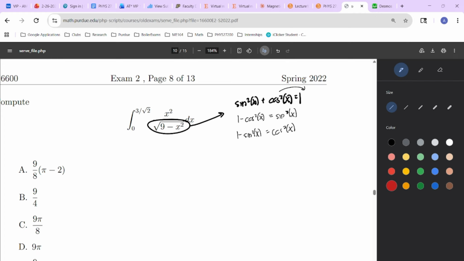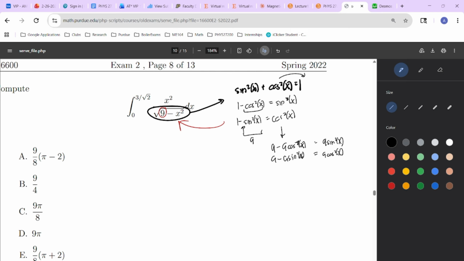And you can pretty much start to see the resemblance here. Now, the only difference being that we have a 9 instead of a 1 in front of it. So intuitively, what we need to do is we need to multiply this value of sine squared of x or cosine squared of x by 9 as well. So this would in fact become 9 minus 9 cosine squared of x or sine squared of x is equal to 9 sine squared of x or 9 cosine squared of x, right?